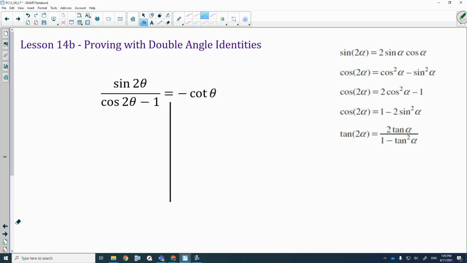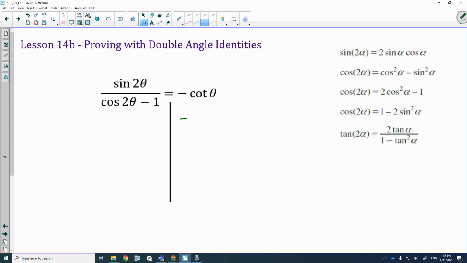Let's look at this proof, which is another double angle. The reason why I like this one is because it has two different double angle identities, and now we're going to look at the double angle for cos as well. Okay, so looking at this, I'm actually going to start on the right-hand side. So I'm going to start at that negative cotan of theta, and just recognize that that is a quotient identity.